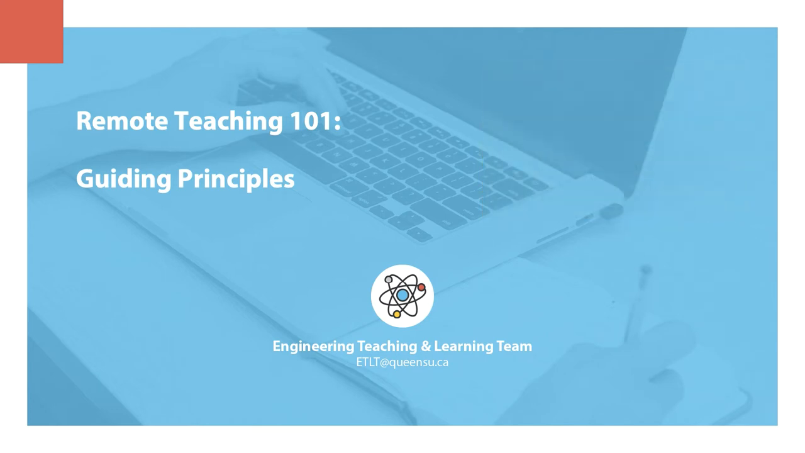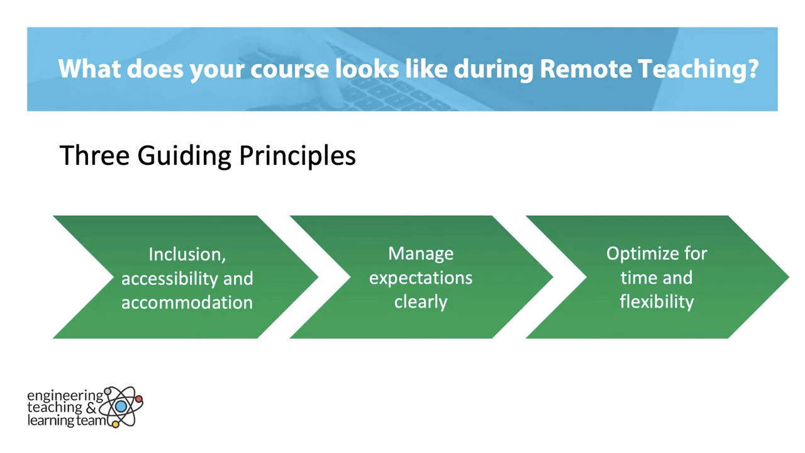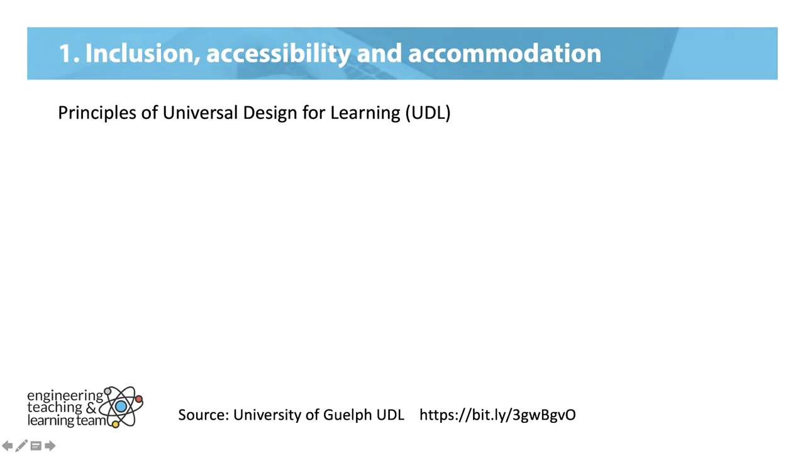Okay, here we go. So the first one, inclusion, accessibility, accommodation. The second one, managing expectations clearly. The third one, optimizing for time and flexibility. I'm going to spend about a minute on each one of these just to give you a little bit more detail. Okay, the first one for inclusion, accessibility, and accommodation.